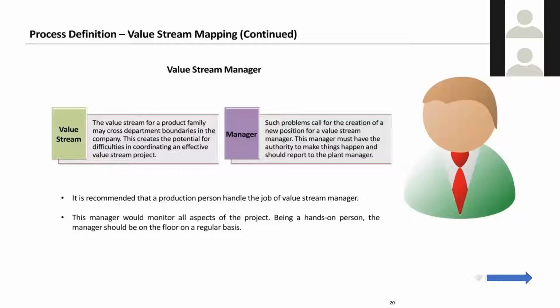We look at a value stream for a product family. Product means what kind of organization it is and what product you're trying to look at. Is it manufacturing of squash, fruit pulp? Is it jams? Is it flowers? Is it clothes? So we're trying to understand the value stream for a product family, which may cross department boundaries in the company. This creates the potential for difficulties in coordinating an effective value stream project.